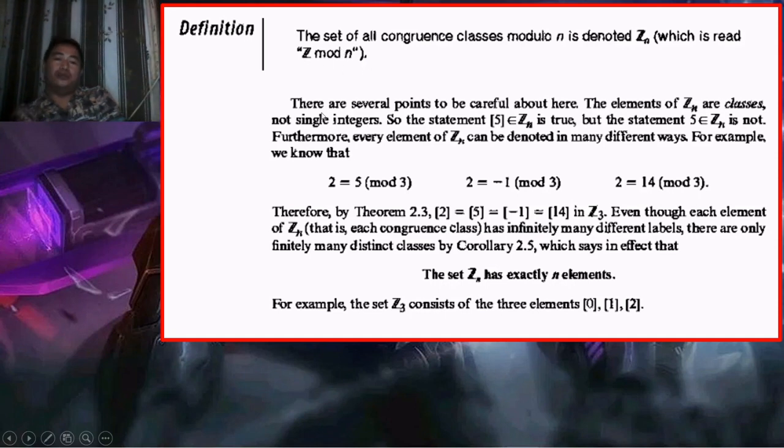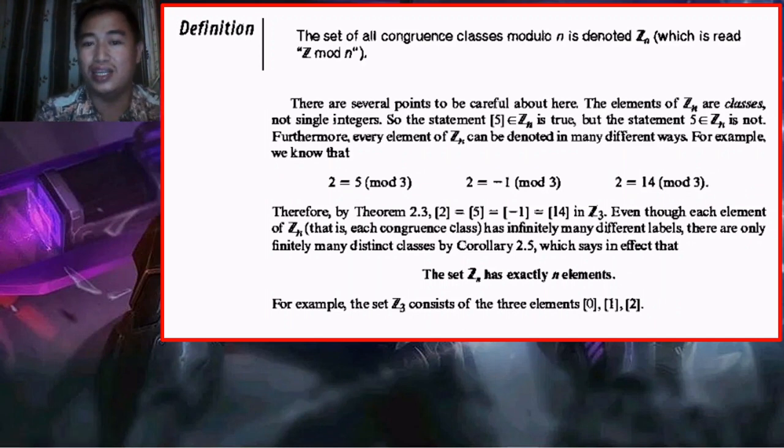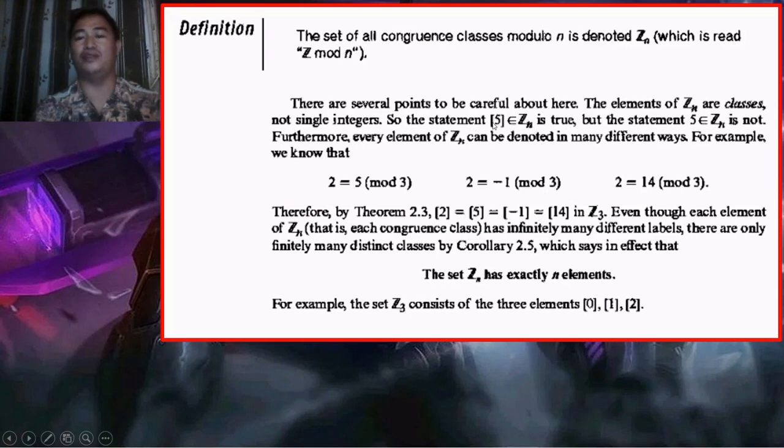Okay? There are several points to be careful about here. The elements of Z mod n are classes, not single integers. Ang elementas ni Zn kay classes ha, again, classes, dili sila integers. So, the statement that the class of 5 is an element of Zn is true, but the statement 5 is an element in Zn is not true.